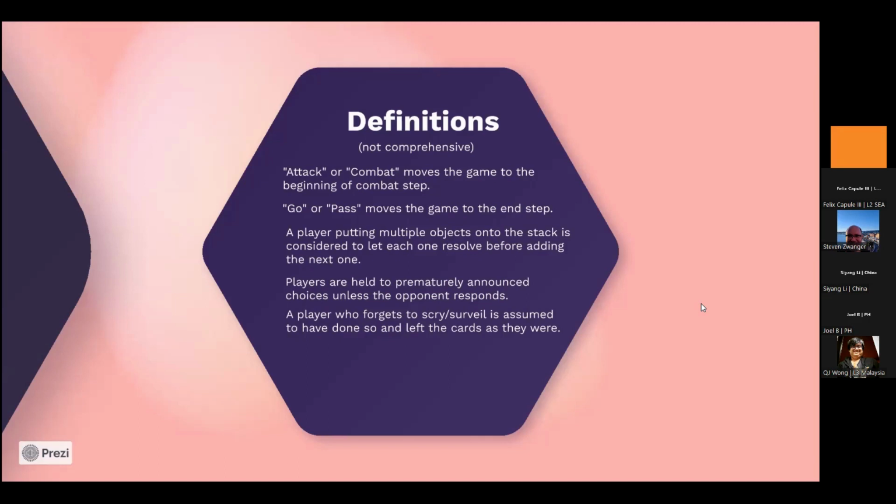And the last example here is a player who forgets to scry or forgets to surveil is assumed to have done so and left the cards where they were on top of the library and didn't put them at the bottom, didn't put them in the graveyard, but they're still considered to have scried or to have surveilled.